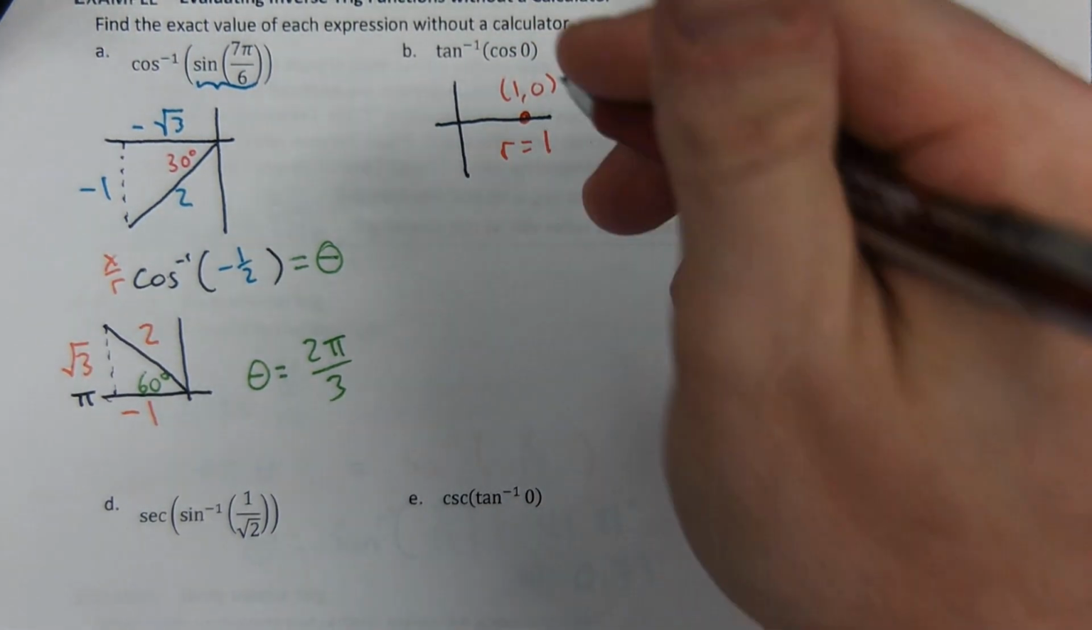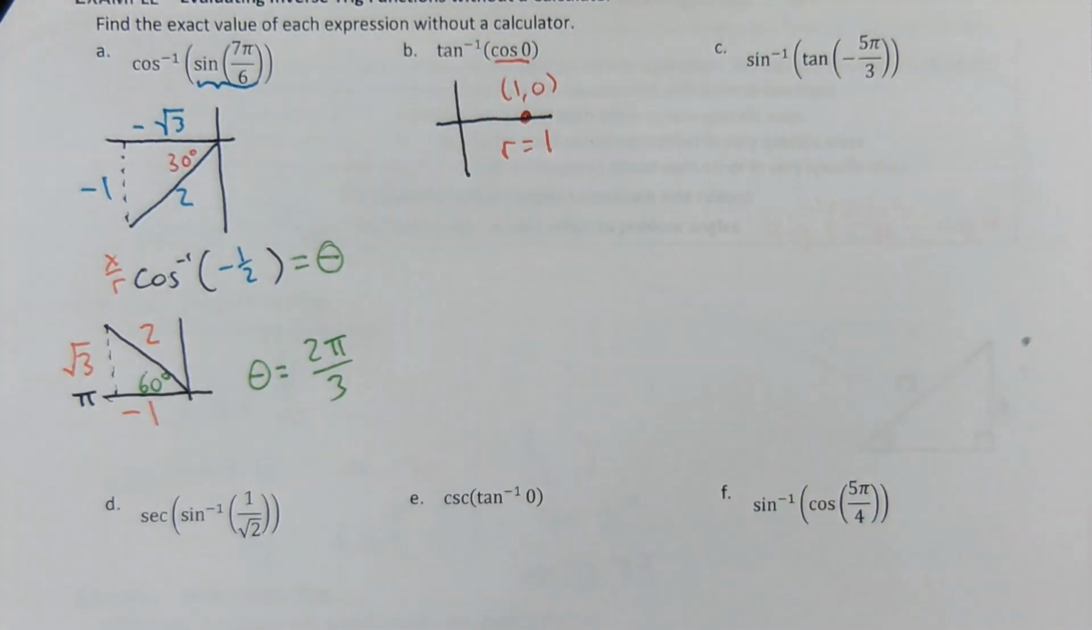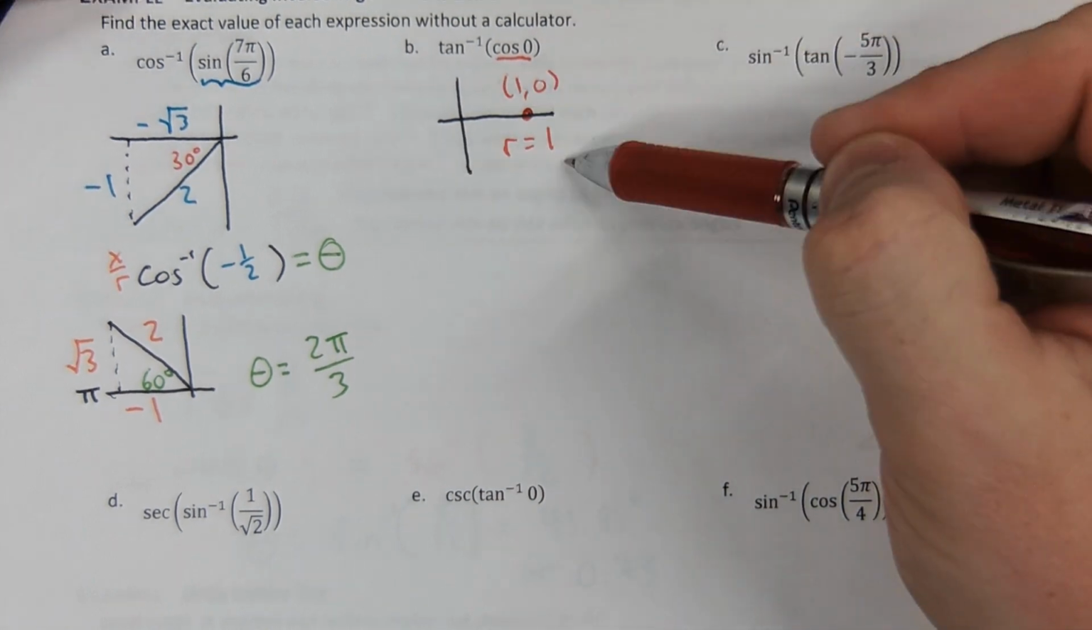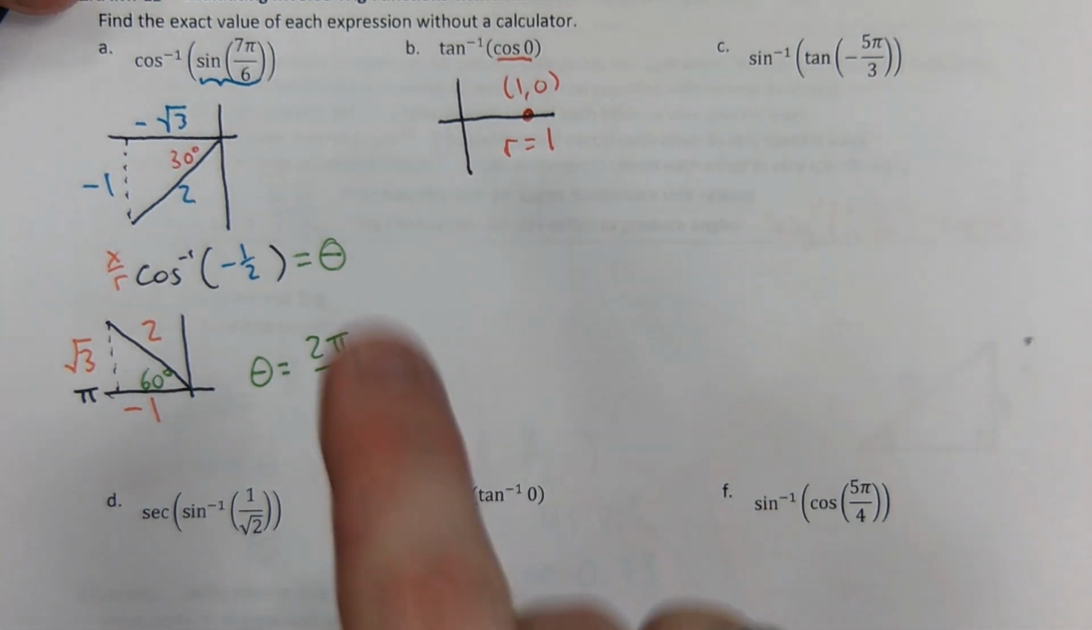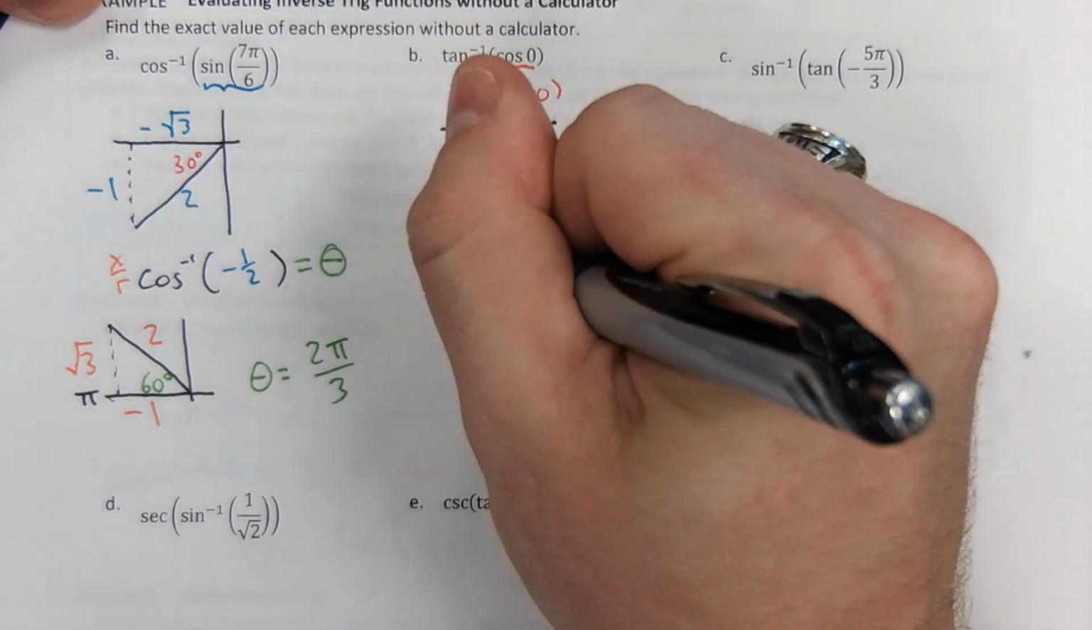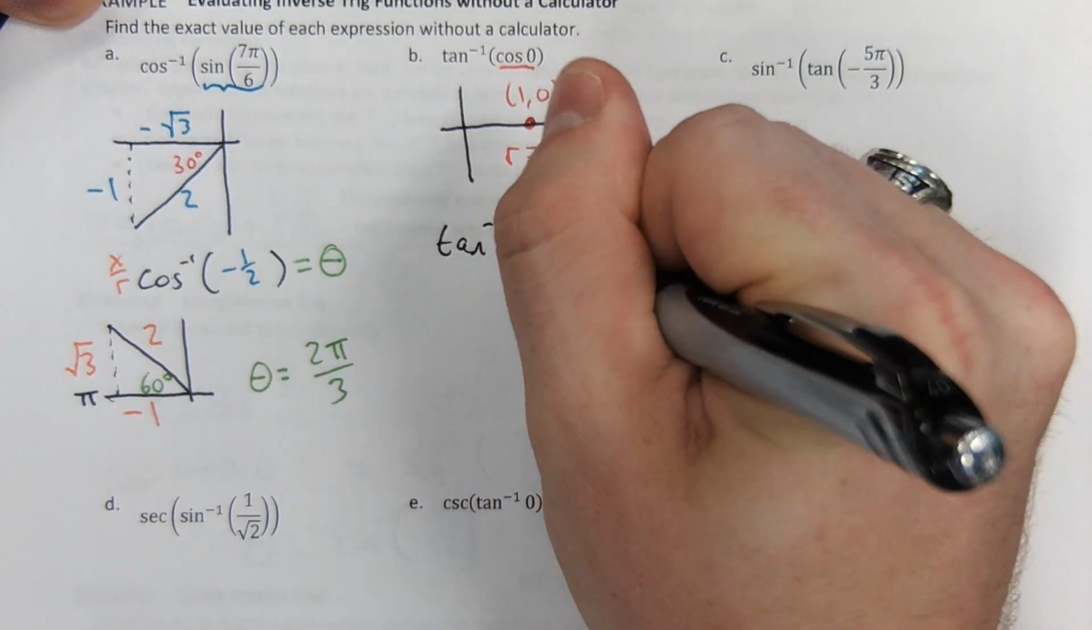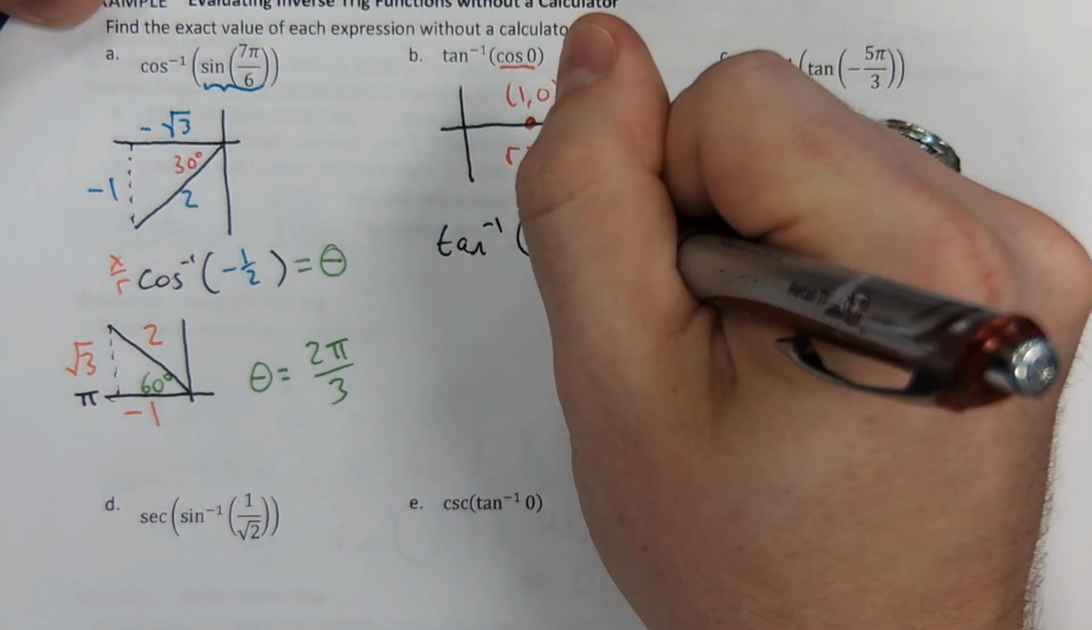So what we're doing right now is we're evaluating the inside. Cosine is x over r. So what is cosine here? No, x over r. It's 1 over 1. 1 over 1. So the x over r gets us a 1. What this question actually says then is what is tangent inverse of the 1 that we just got?